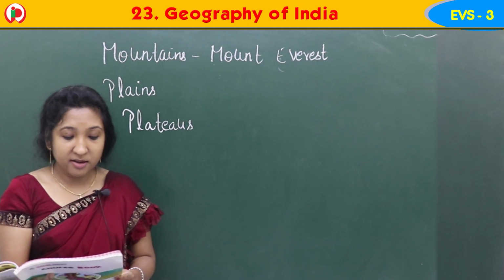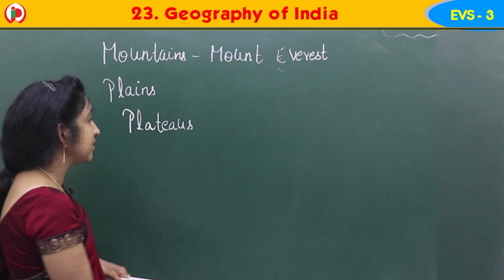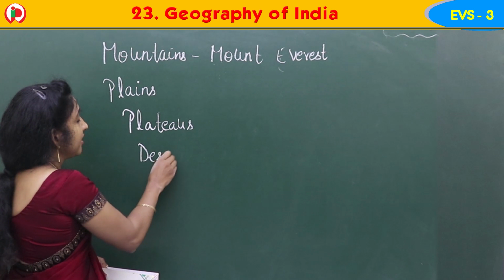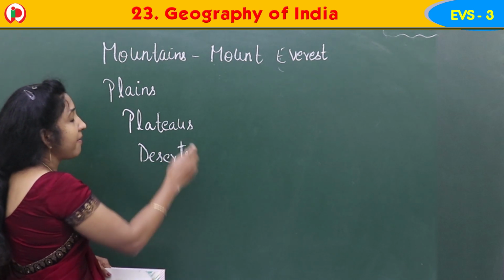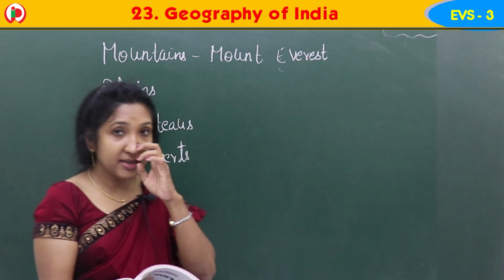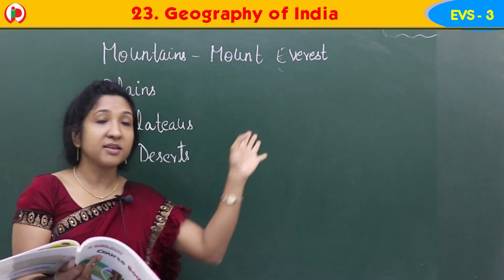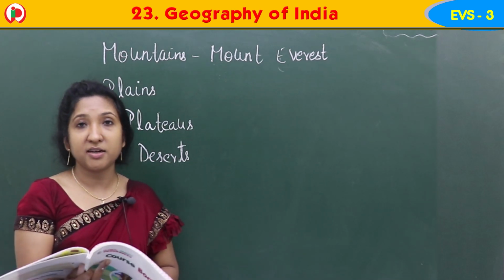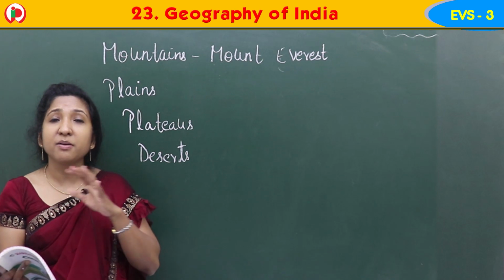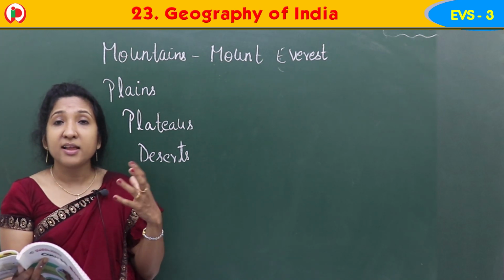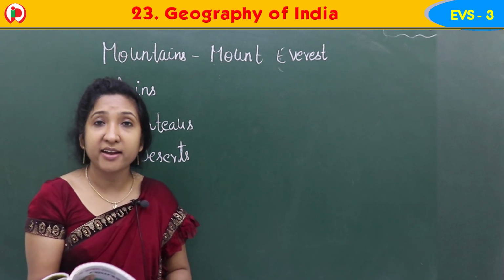Yes. Then we learned about the deserts of India. On the India map, yellow color represents deserts. The western part is the desert, where we can see the Thar Desert. It is hot, barren land, full of sand.